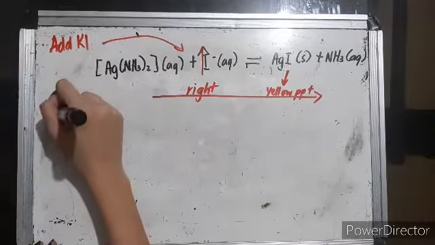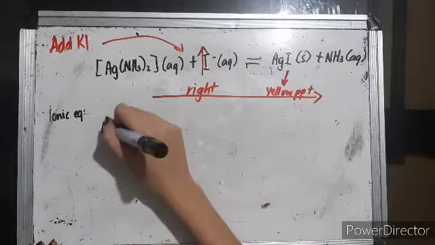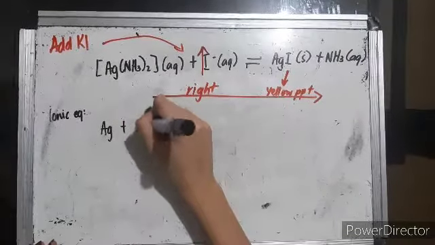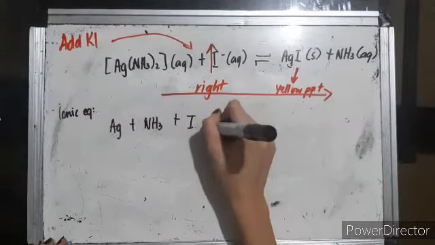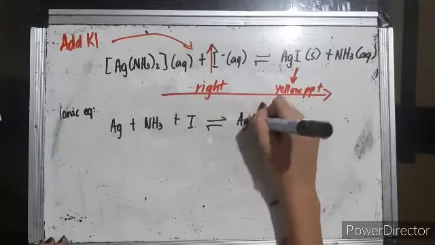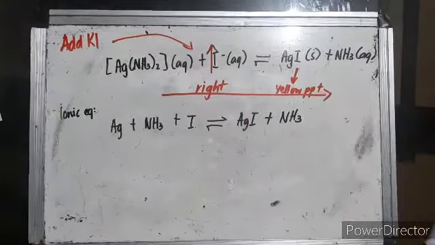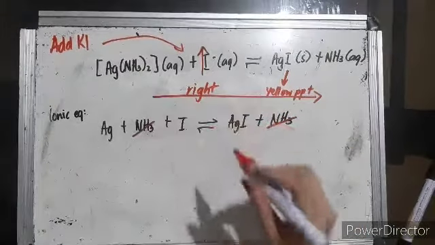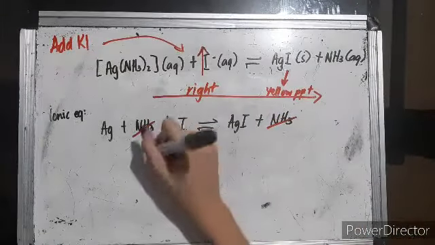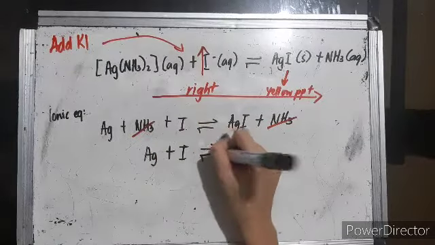Next, we're going now to form your ionic equation ulit. So, your ionic equation now would become Ag plus NH3 plus iodine will yield your silver iodide, your precipitate plus NH3. And then, cancel out again your spectator ions, which is yung NH3 lang. And you'll have your final equation of Ag plus I will yield your silver iodide.